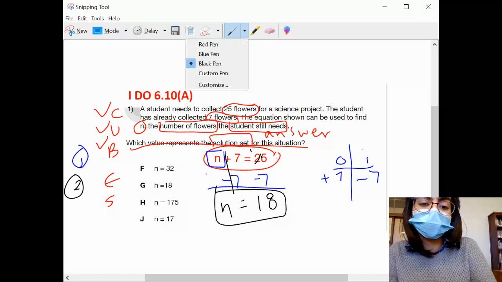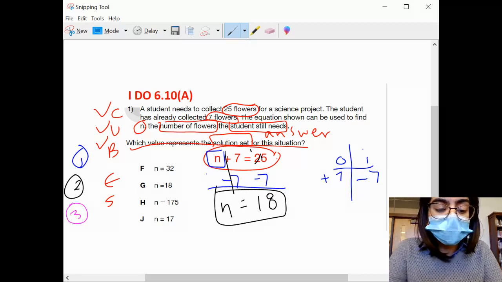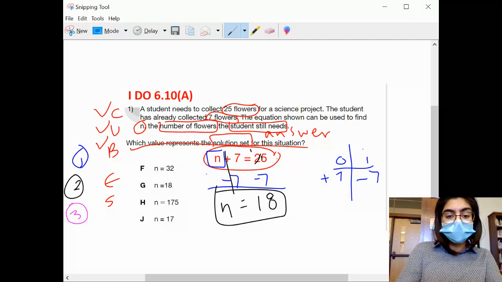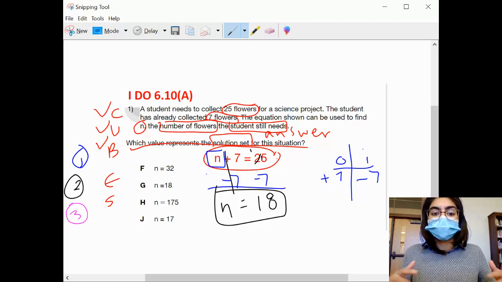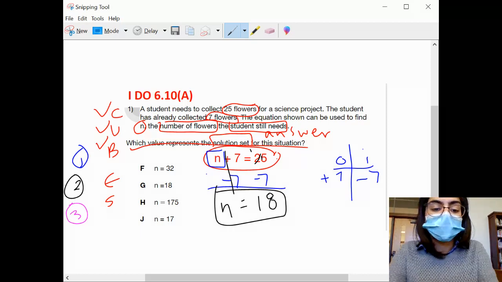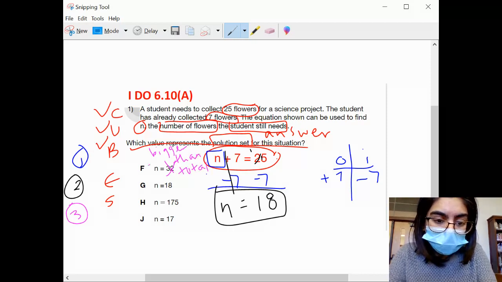And now let's go through my answers. That's my third step, is to make sure we look at every answer choice to find our correct answer. Well, here's the thing with F. F says n equals 32, but that doesn't even make sense. You had to collect 25 flowers, so how could you still have 32 flowers left to collect? I'm going to cross that out and write bigger than total. That does not even make sense.